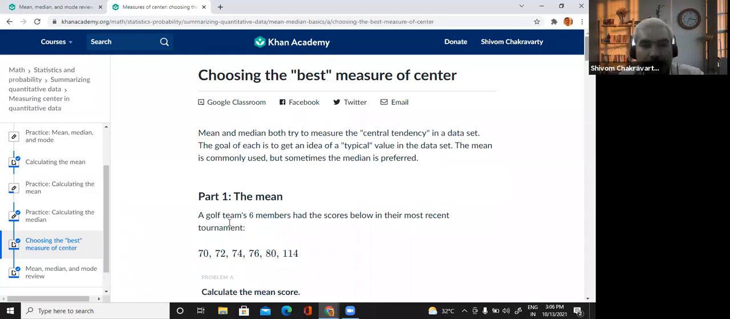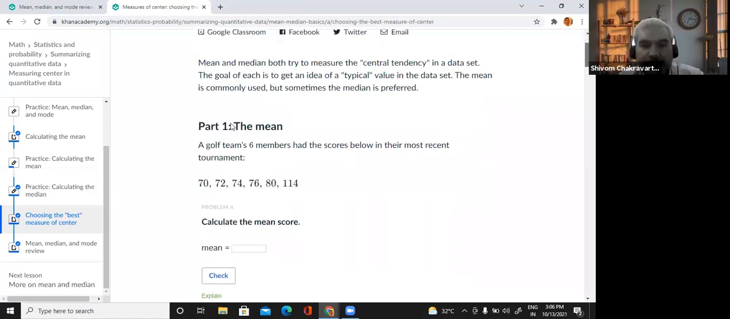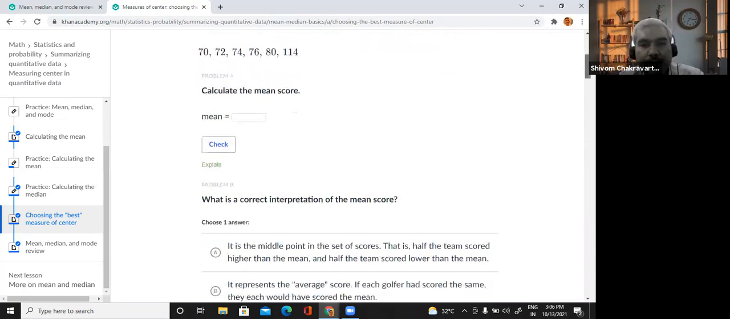So see, mean and median both try to measure the central tendency in a data set. The goal of each is to get an idea of a typical value in a data set. The mean is commonly used, but sometimes the median is preferred. They have given an example: a team of 6 members has the scores below in their most recent program. What is the mean score? So, of course, here you will calculate the mean, that is, you will total this and calculate the mean, as in the practice we have done.